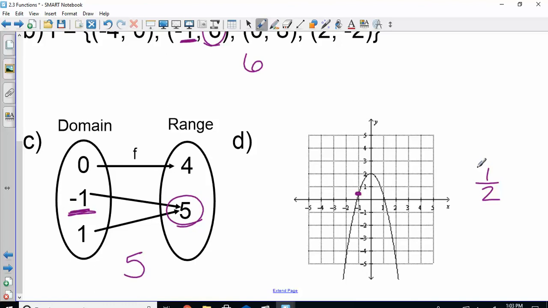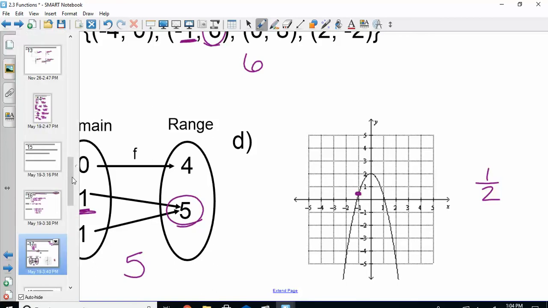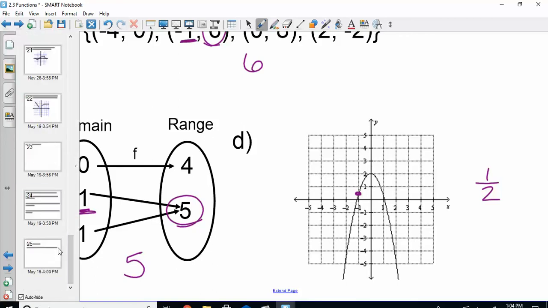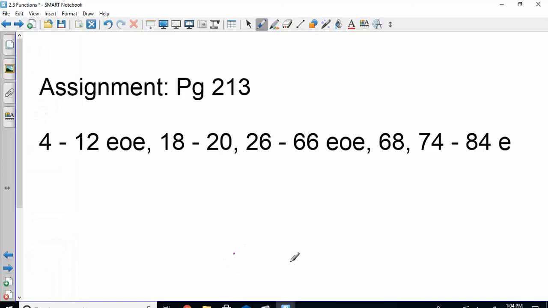Okay, so tomorrow we are just going to do a little more practice with function notation, and we're going to talk about increasing and decreasing. So we've pretty much covered everything. The assignment, it's printed on the last slide of this.